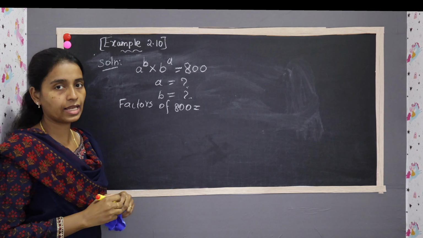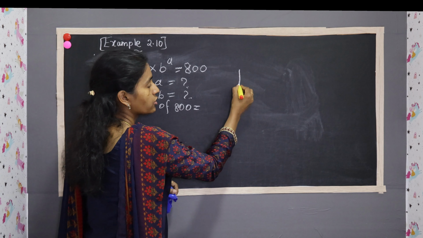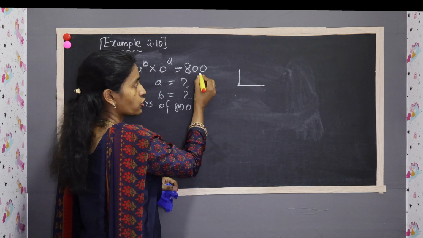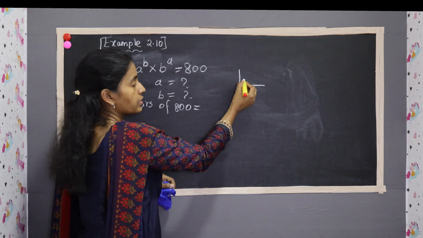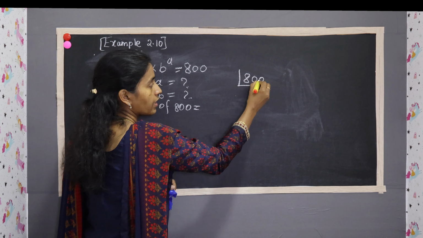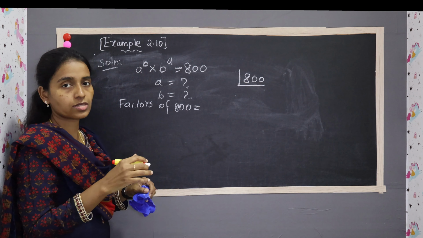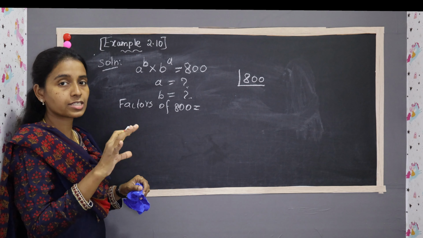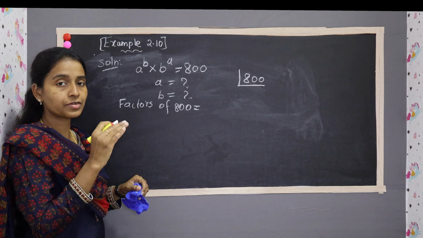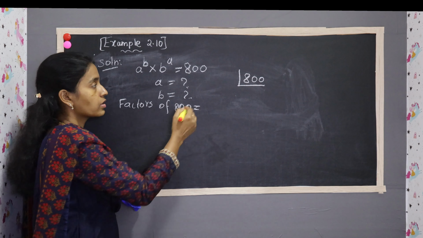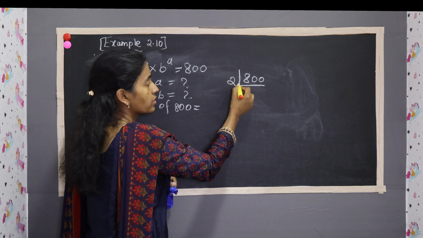We are using the L method, right? We need to draw the L shape. We should write the number inside and we can start the division process. The divisor should be starting from the smallest number. So I am taking 2 here.